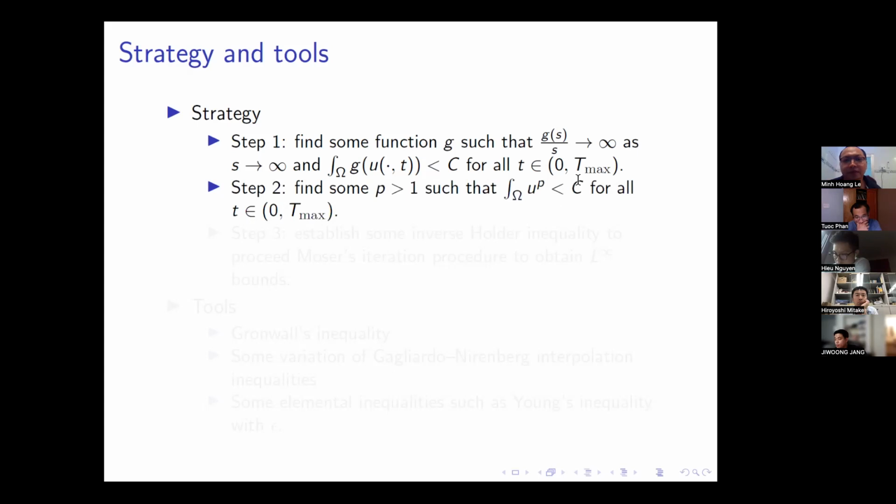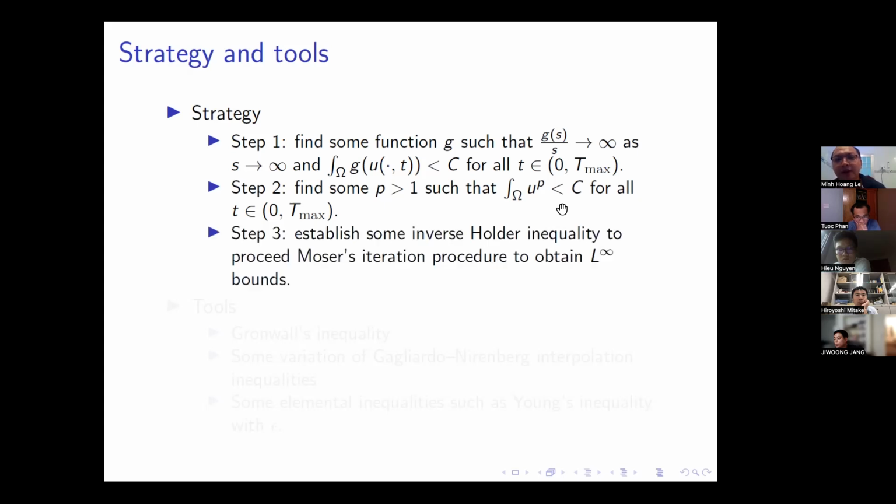After having step 1, step 2 becomes common in treating blow up or global existence of solutions for chemotaxis. We will find some constant p bigger than 1 so that the L^p norm here is bounded at all times. And finally, we can establish some reverse-order inequality to proceed with the Moser iteration procedure to obtain L infinity bounds. So the difficulty is, can we find some function G satisfying this condition?